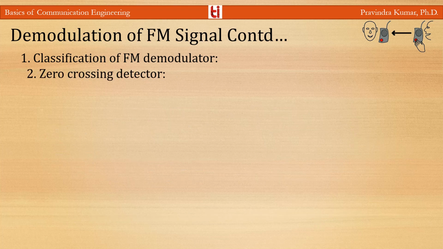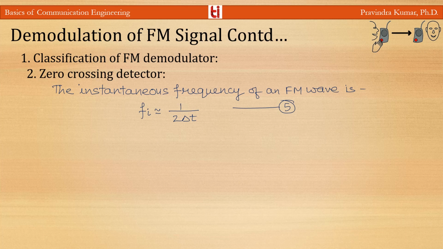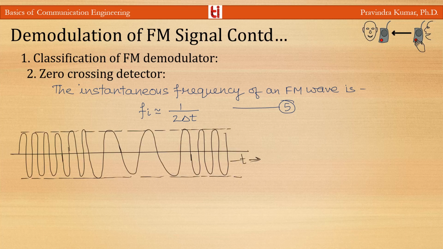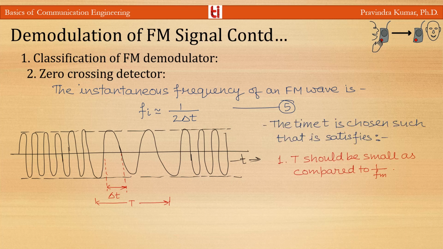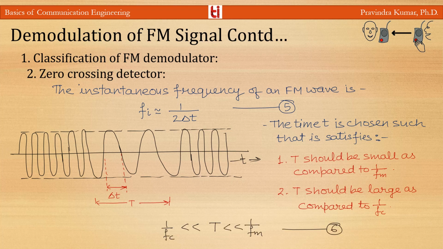The zero crossing detector operates on the principle that the instantaneous frequency of an FM wave is approximately given by 1/(2Δt), where Δt is the time difference between two adjacent zero crossover points of the FM wave, and you can see this in your figure. The time T is chosen such that it satisfies two conditions. First, T should be small compared to 1/fm, where fm is the bandwidth of the message signal, and T should be large compared to 1/fc. So we can say T is greater than 1/fc and less than 1/fm.